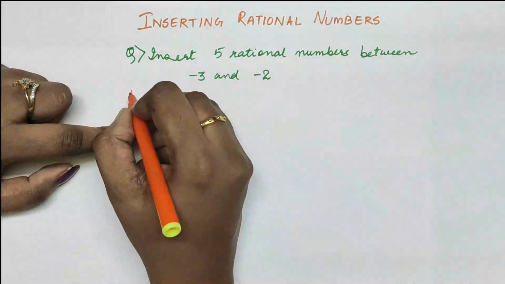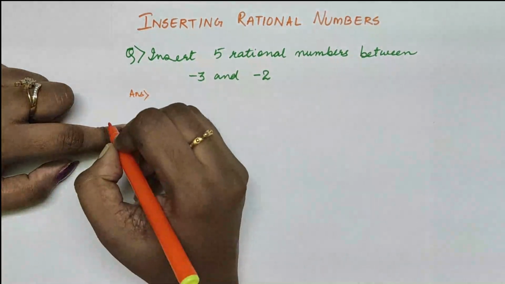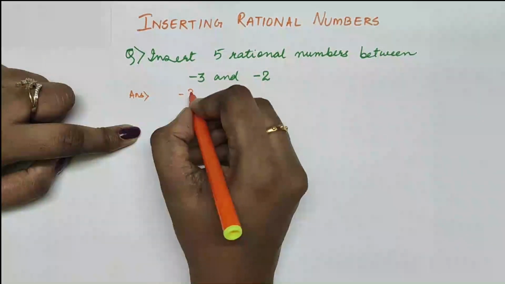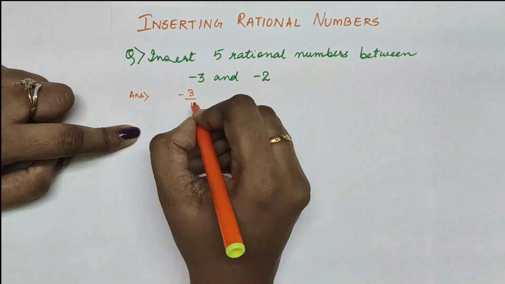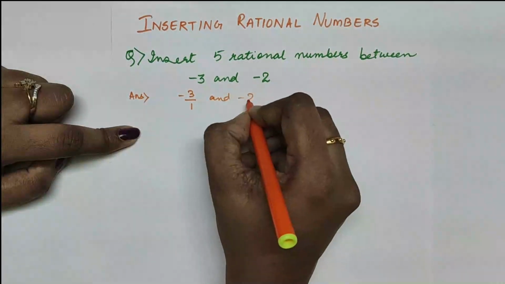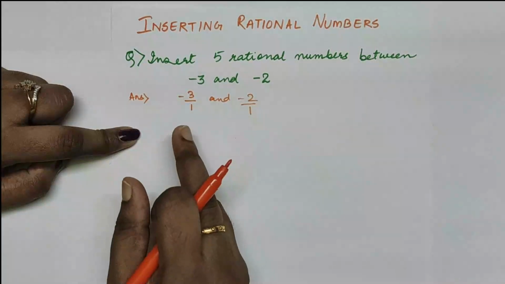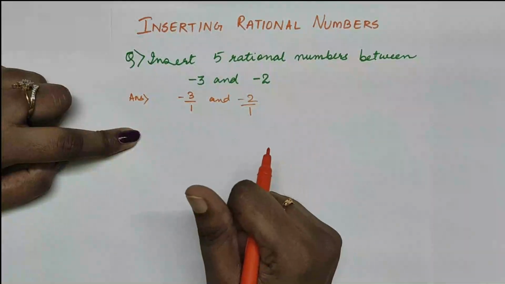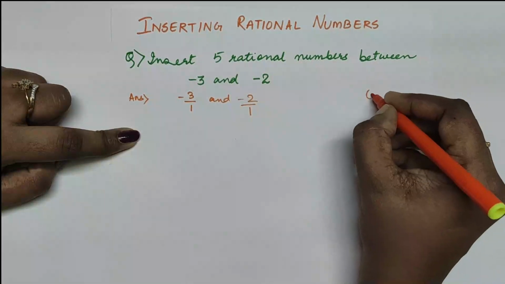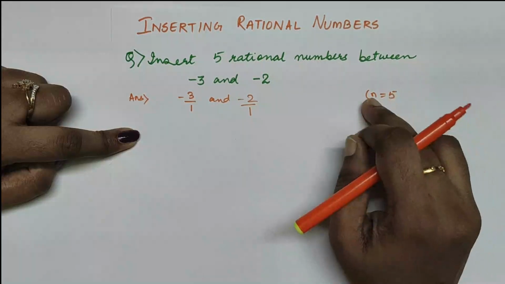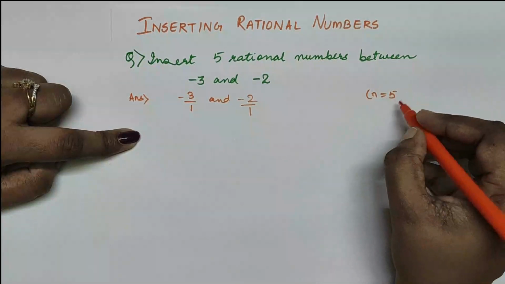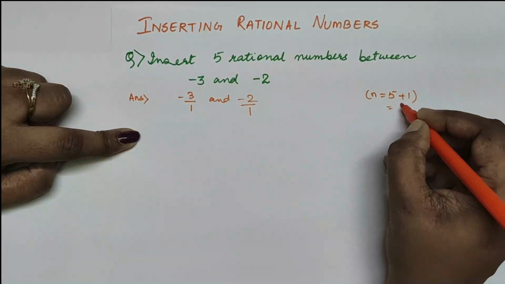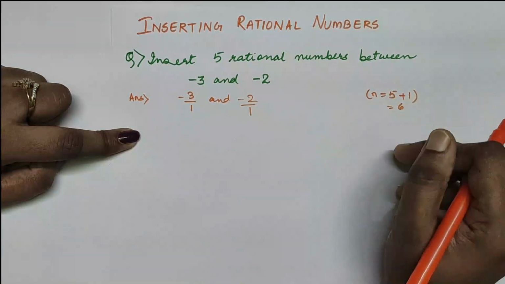Some of you might be thinking, how is it a rational number? I can represent it as -3/1 and -2/1. I have to insert 5 rational numbers. According to the rule, when I have to insert n rational numbers, here n is 5, I have to add +1 to it. So I add 1 and get 6.